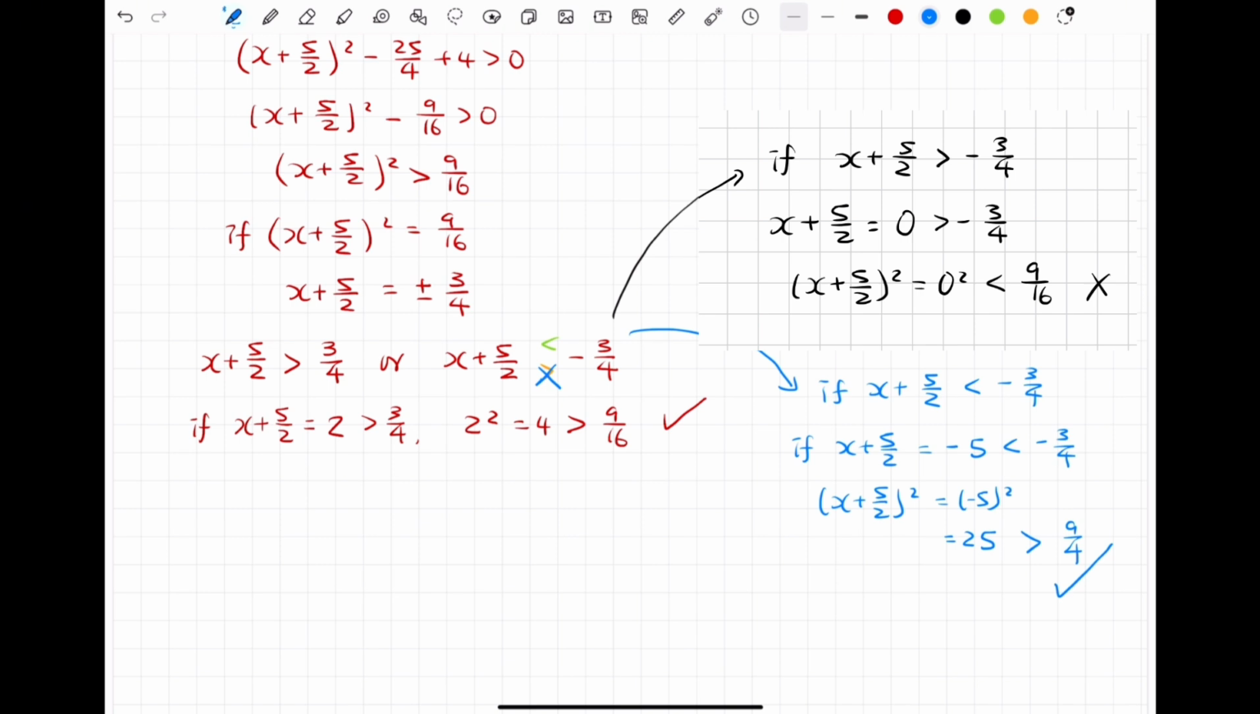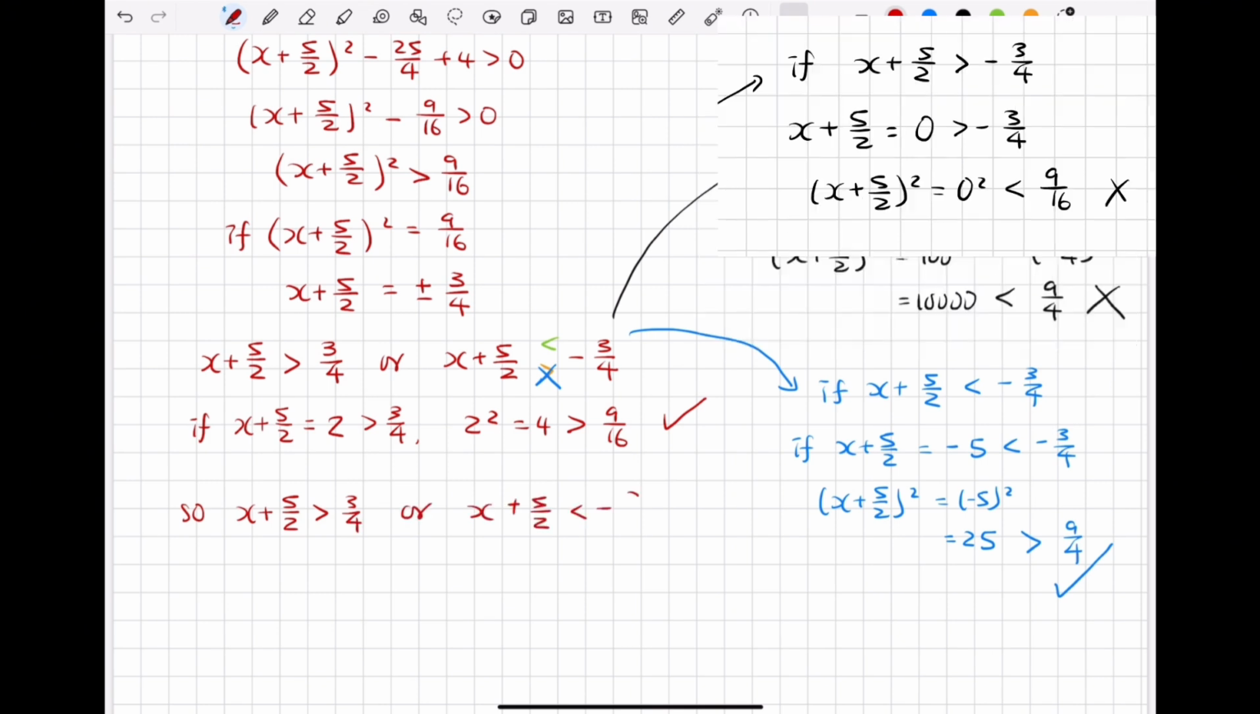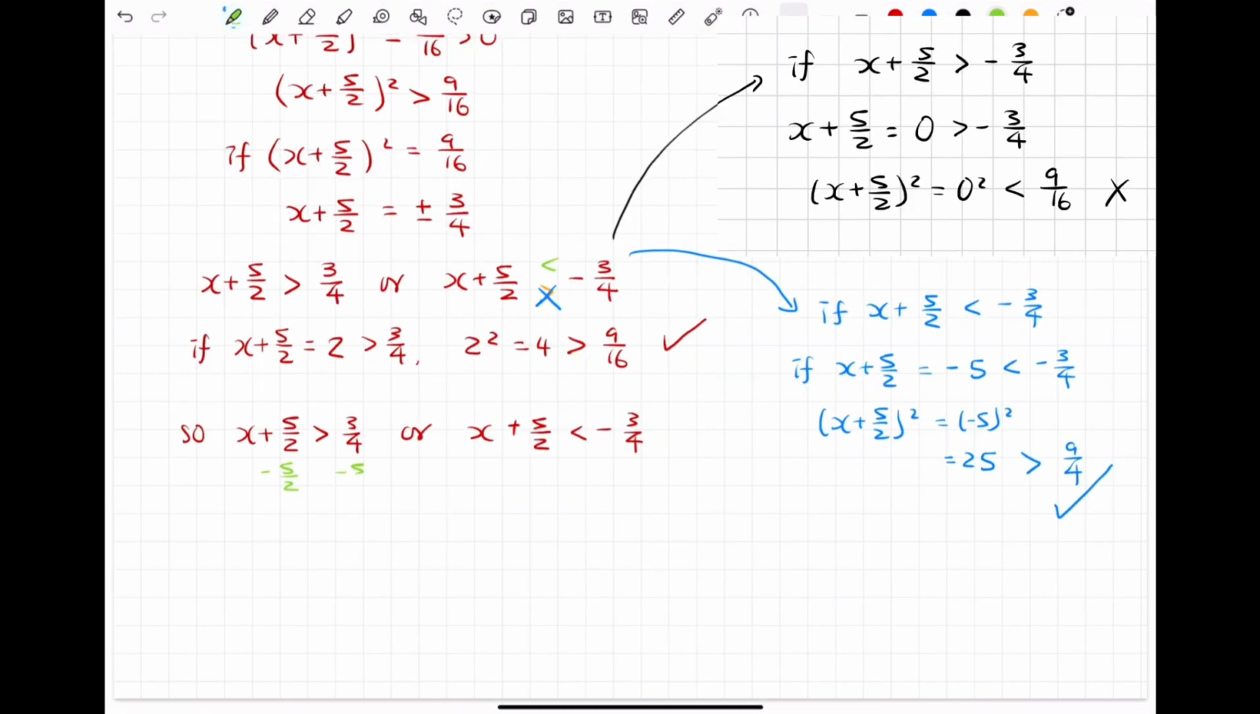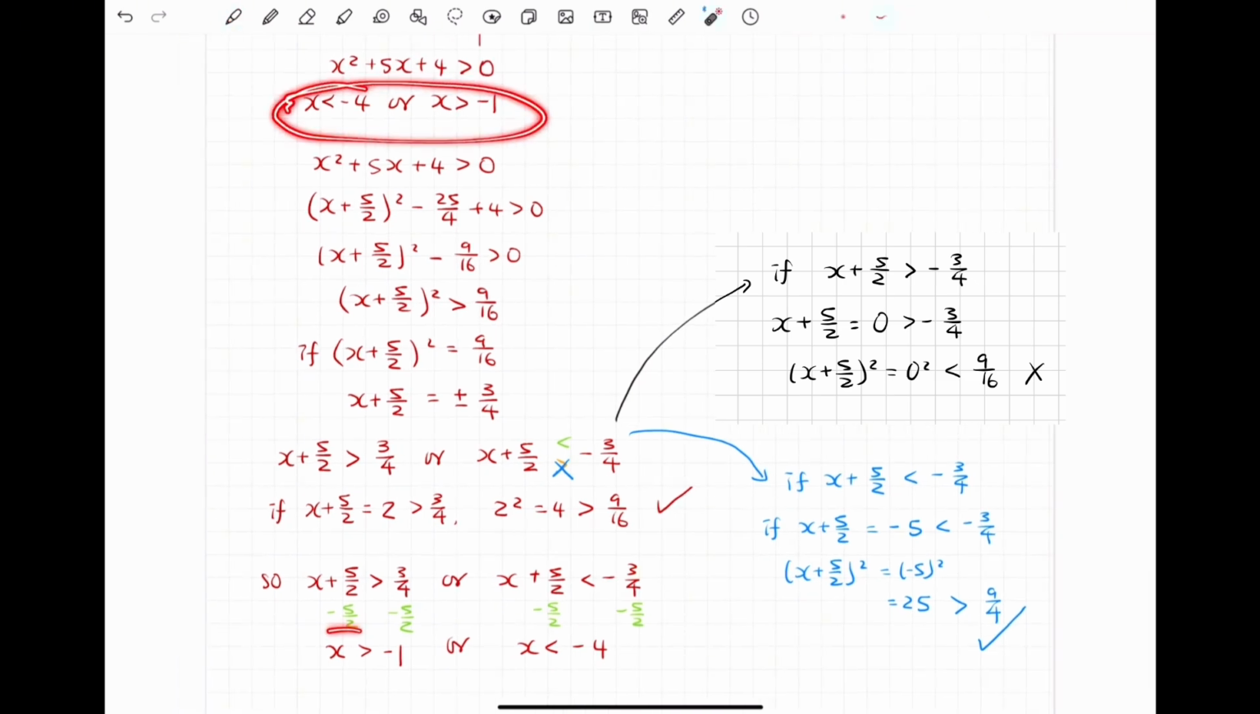Okay, so now we have two answers. x plus 5 over 2 will need to be greater than 3 over 4 or smaller than negative 3 over 4. By subtracting 5 over 2 on both sides, we will have x greater than negative 1 or smaller than negative 4. And that is the same as the one we got by using the graph.